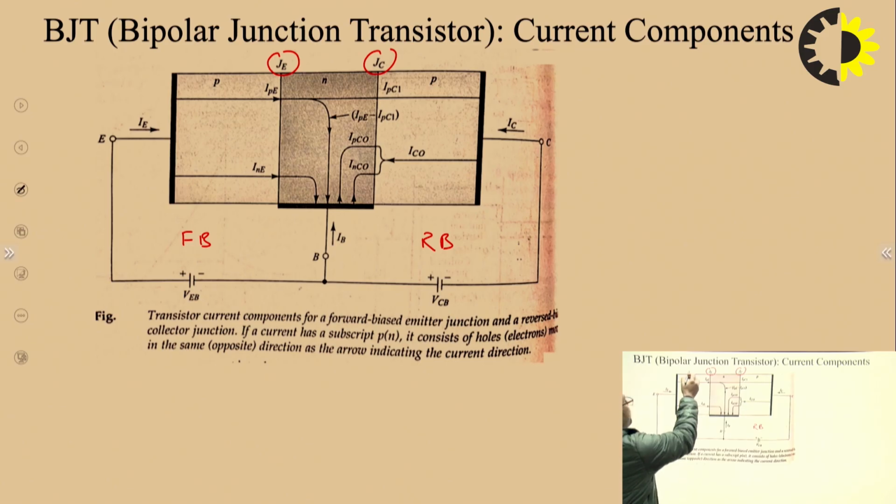So in the case of a PNP transistor, this is a p-type semiconductor, and in p-type semiconductor we have majority carriers as holes and electrons as minority carriers. So this current is representing the emitter current due to the holes.